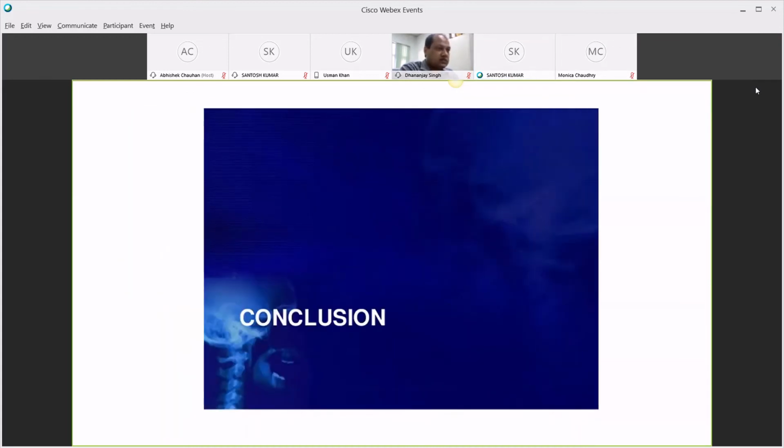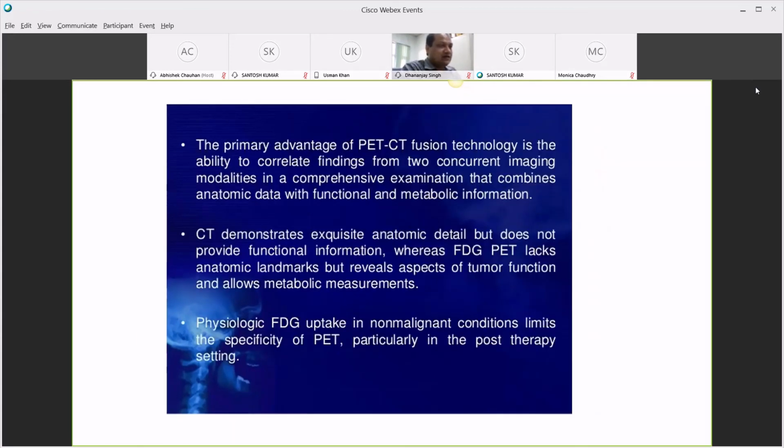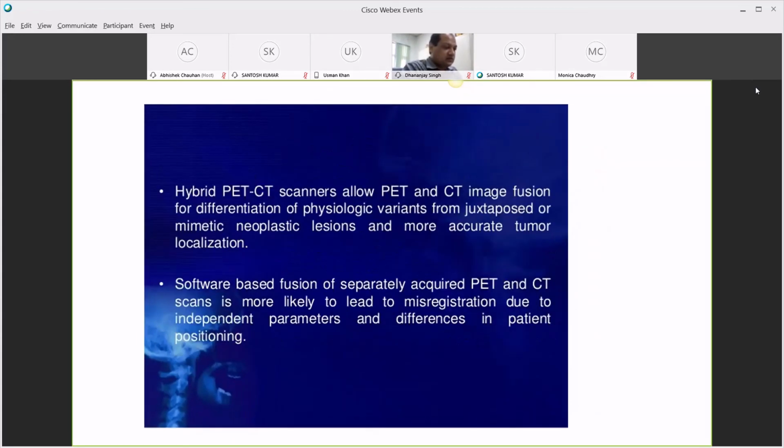So I think we must require hybrid fusion, or anything which will make it easier for the person and easier to represent. Either it is by the software or by the hardware.